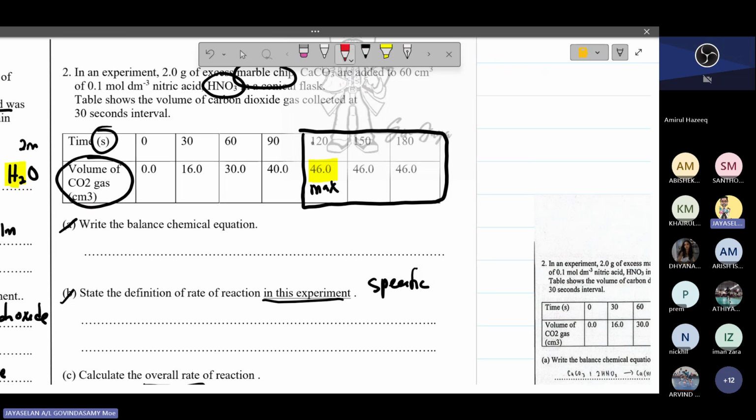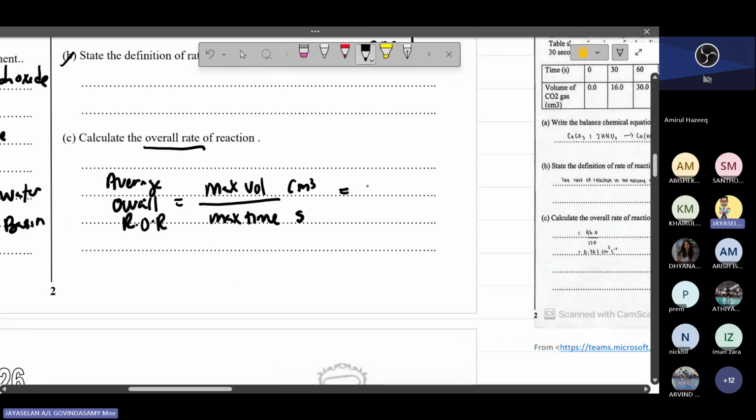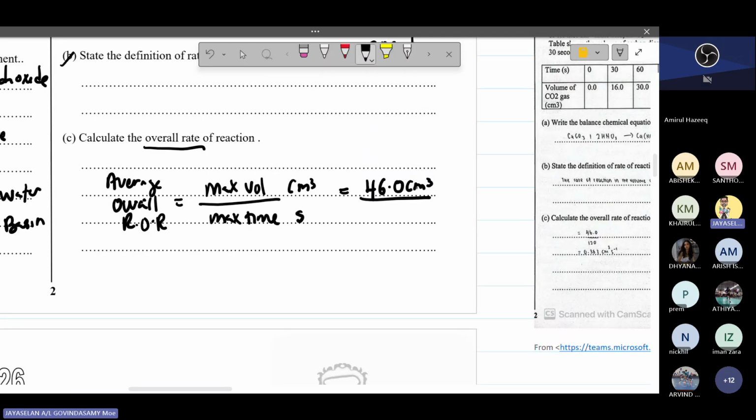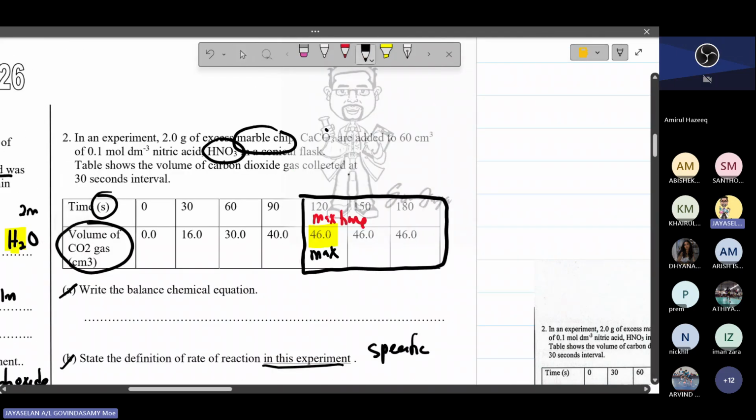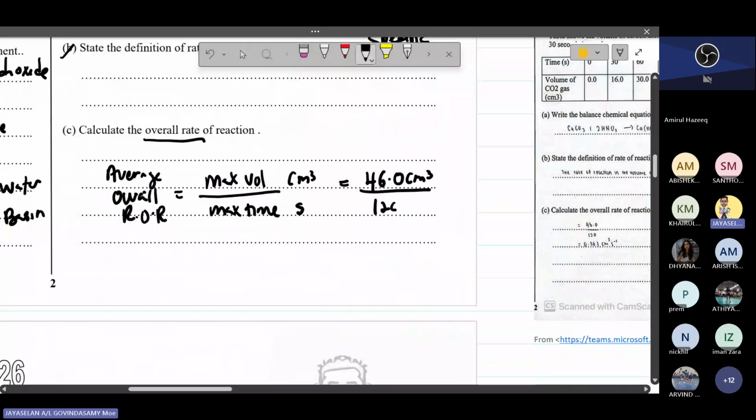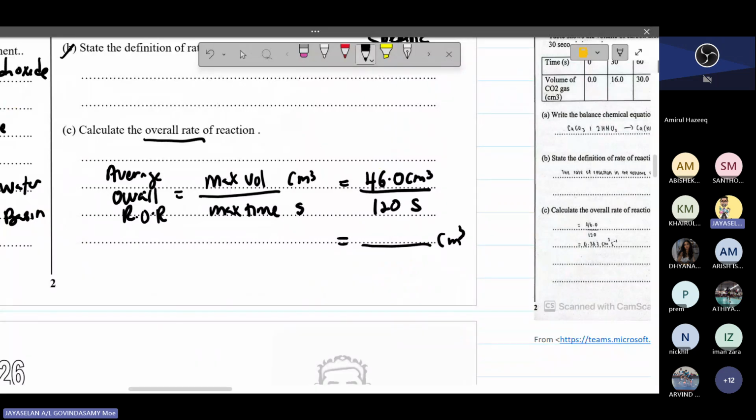And which one is your maximum time? This is your maximum time. So you take 46 divided by 120 only. Very simple answer. The maximum volume collected is 46.0 cm cubed. The maximum time taken for the reaction to complete is 120 seconds. Unit cm cubed per second, you take your 1 mark. Don't waste your marks on this part.